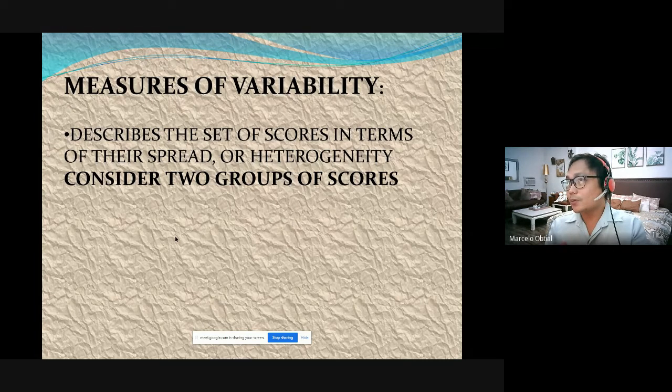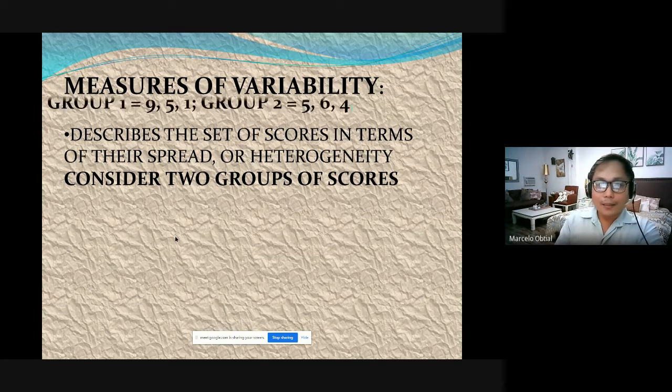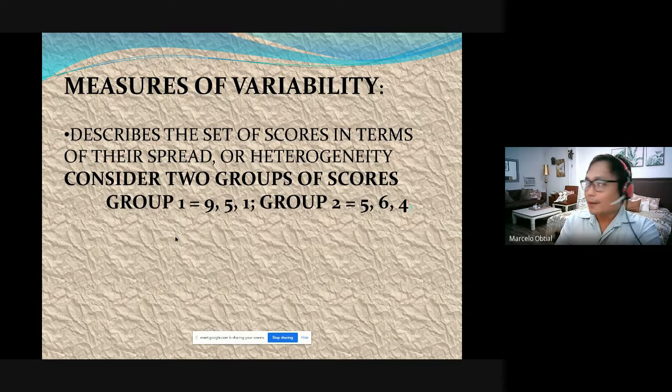Okay? So again, class, we are under statistics now. We are tackling descriptive statistics. Okay? Now, can you look at the screen? Anybody, especially hindi pa naka-recite class, please recite. Okay, dito sa dalawang grupo, yung first group, 951. Second group is 564. Which of the group do you think is more spread out? Anybody?